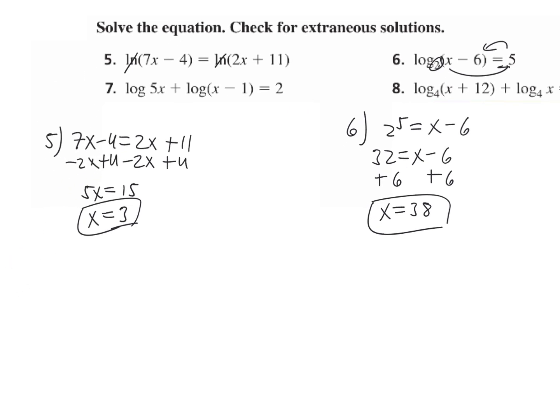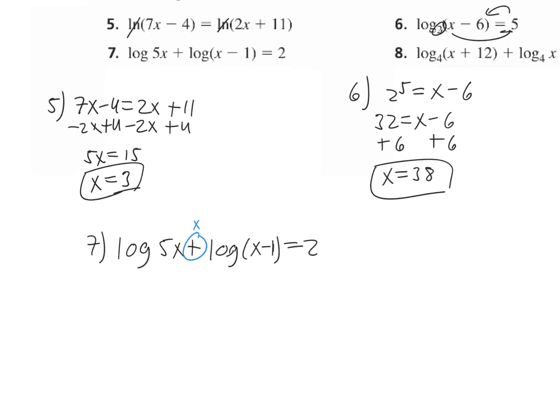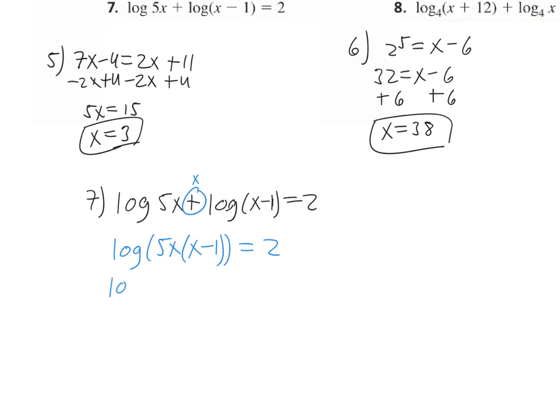All right, the next one is something a little bit newer. Right, so this is one where you have to use properties. So I get log of 5x plus log of x minus 1 equals 2. And because these logs are separated by a plus, that means we're going to multiply inside of our logs. So I get log of 5x times x minus 1 equals 2. And then you can clean it up inside. So we get log of 5x squared minus 5x equals 2.